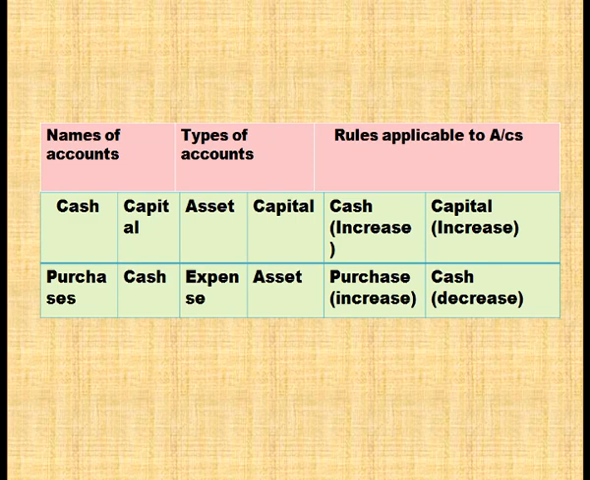Cash being an asset is going from the business when goods are purchased. So, cash is decreasing. Rule for asset account, when asset is decreasing, it will be credited. So purchases account will be debited and cash account will be credited.